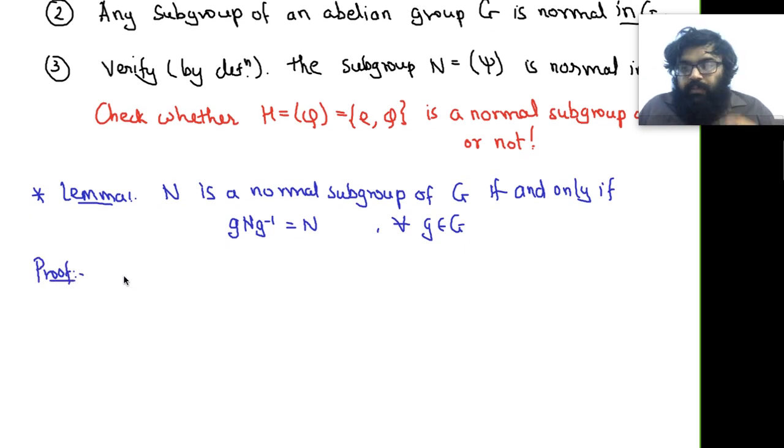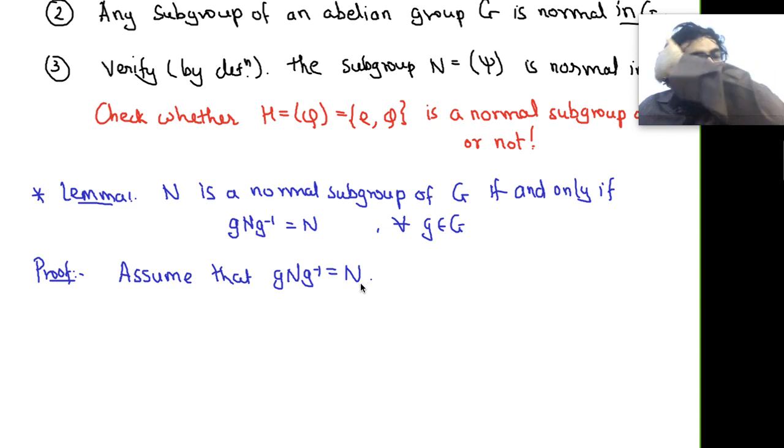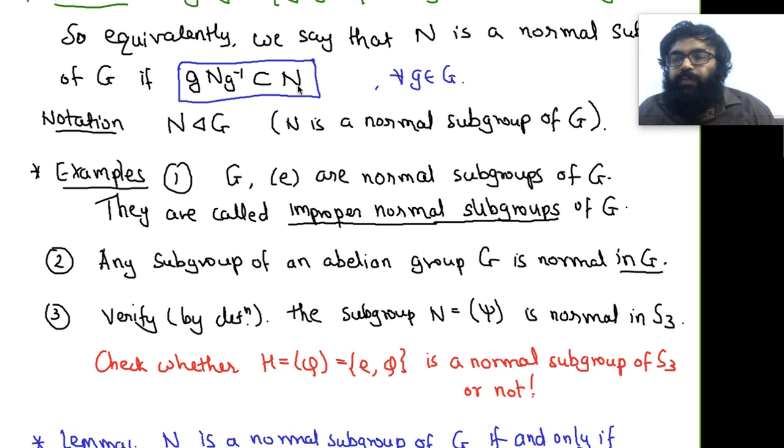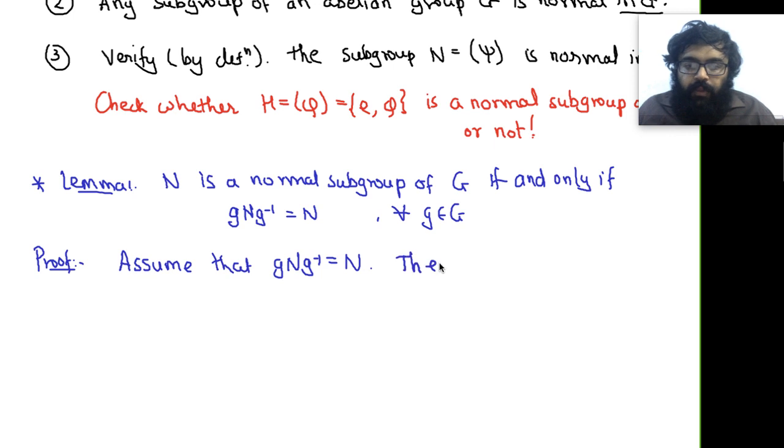The proof is not difficult, very easy. First assume that g N g inverse equals N. Then what do we have to show? That N is normal. We know a subgroup is normal if g N g inverse is a subset of N. If they are equal, they are anyway a subset, so there is nothing to prove. So g N g inverse is a subset of N.